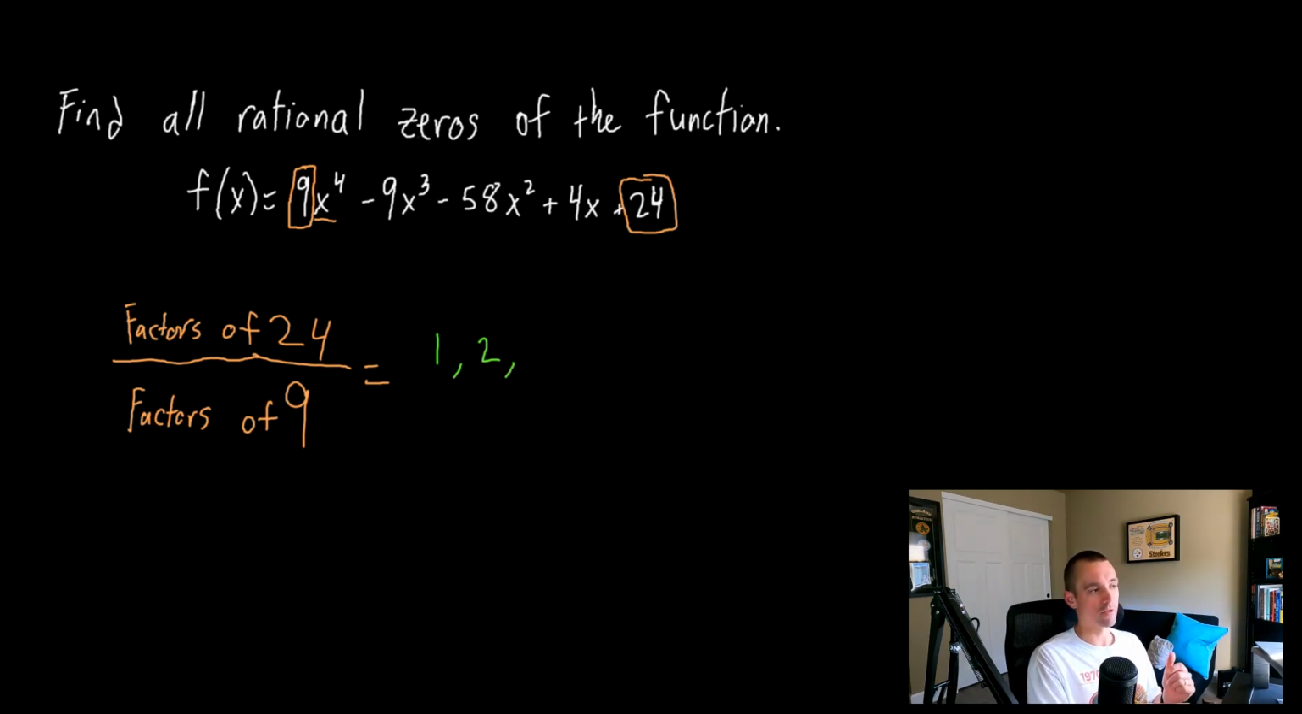What about 3? Is 24 divisible by 3? Yes, it is. You divide 24 by 3, you get 8. Okay. What about 4? Is 24 divisible by 4? Yes, it is. You divide 24 by 4 and you get 6. Okay. 5, no. 24 divided by 5 is not a whole number. So keep that in mind. We just want whole numbers here.